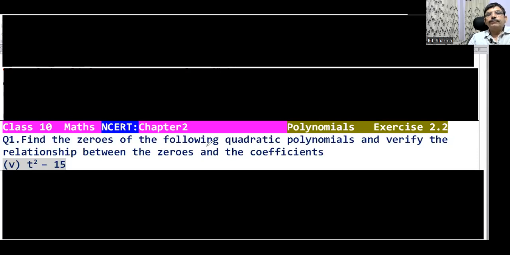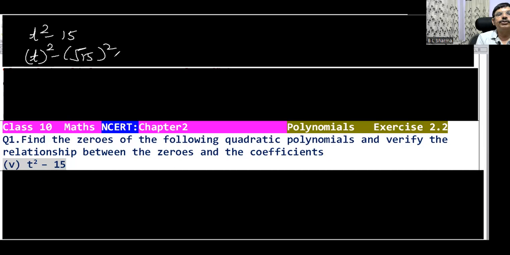Find the zeros of the following quadratic polynomial and verify the relationship between the zeros and the coefficient. And this is the fifth part of question number 1 of exercise 2.2 of chapter 2 polynomials, that is of class 10th mathematics. तो पहले तो हमें इसका जीरो फाइंड आउट करना पड़ेगा. देखिए कैसे करेंगे. That is t square minus 15. This is the polynomial. This can be written as t square minus root 15 whole square.